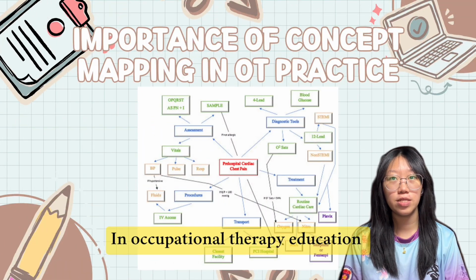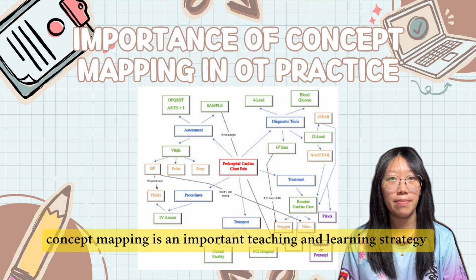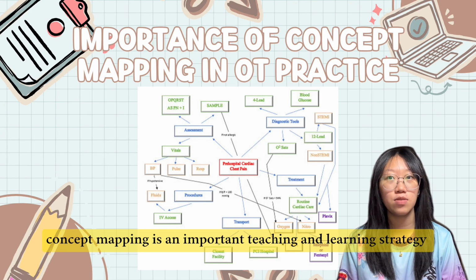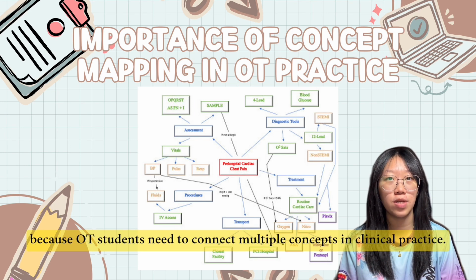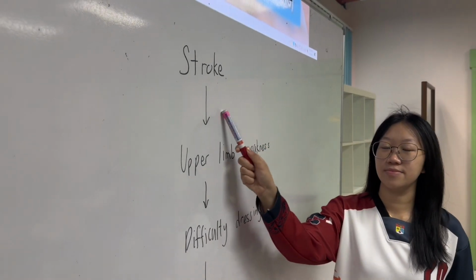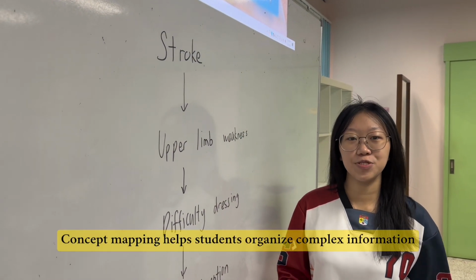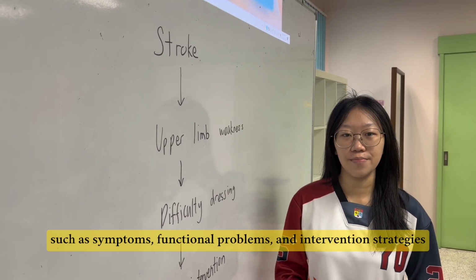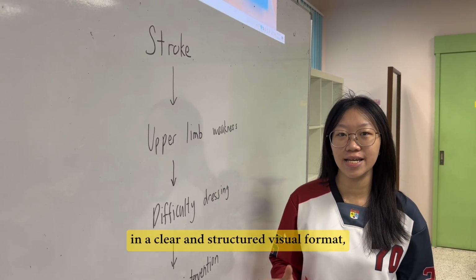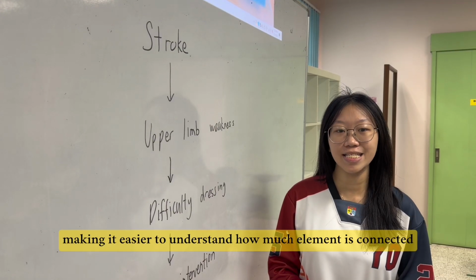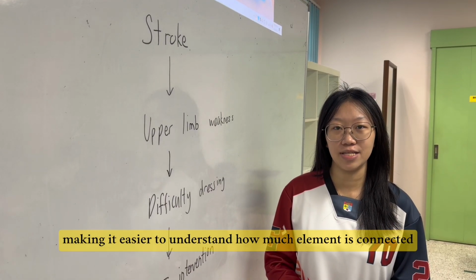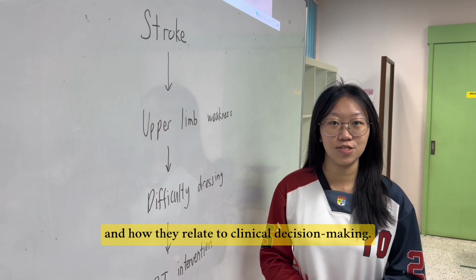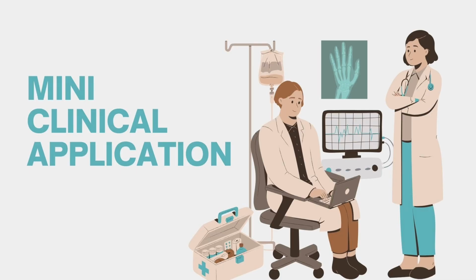In occupational therapy education, concept mapping is an important teaching and learning strategy because OT students need to connect multiple concepts in clinical practice. Concept mapping helps students organize complex information such as symptoms, functional problems, and intervention strategies in a clear and structured visual format, making it easier to understand how many elements are connected and how they relate to clinical decision making.